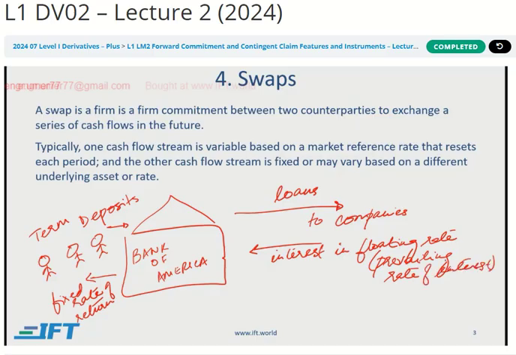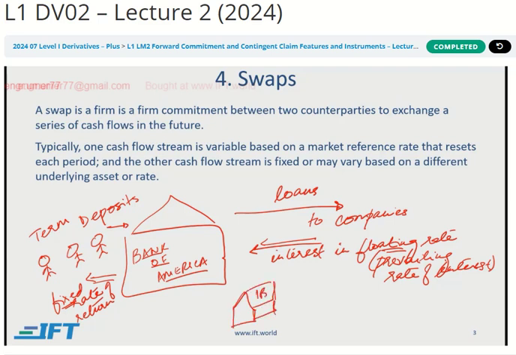Now here's the problem. Bank of America is getting a floating rate, but they have to pay a fixed rate. So they're in a bit of a fix. How to solve this situation? Now, Bank of America is a commercial bank, right? So let's say they go to an investment bank, a specialized investment bank.